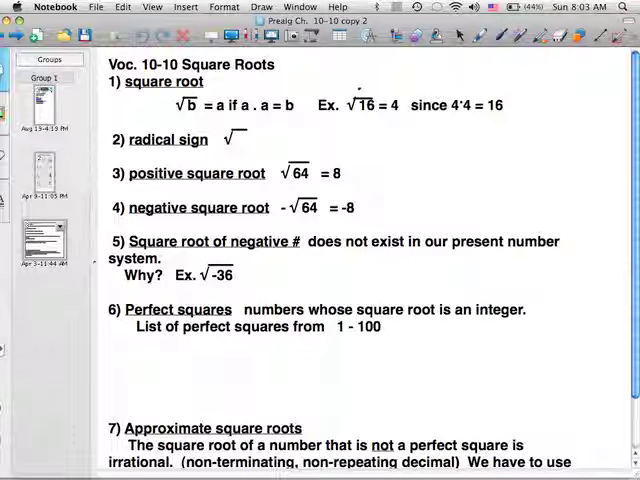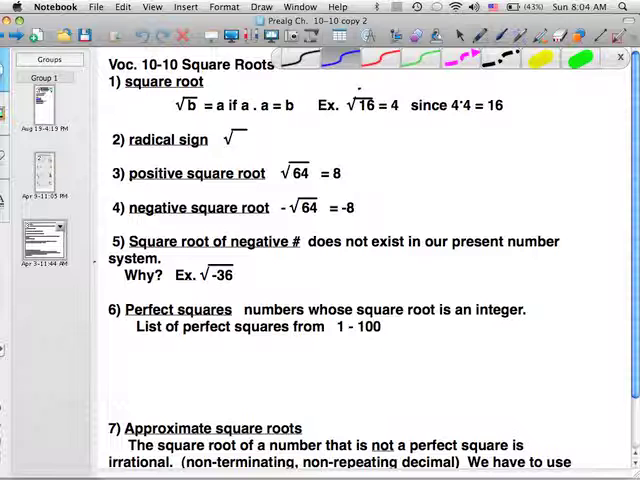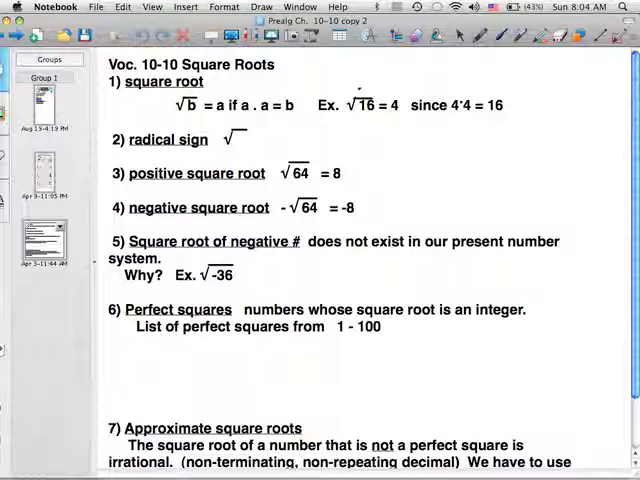A positive square root is an example. This is number 3. The positive square root of 64 is 8. If I want the negative square root, it's the negative sign in front of the square root. So that would be negative 8. The square root of a negative number does not exist right now. You'll see that later on with the imaginary numbers, because if I try to take the square root of a negative number, like you think it's going to be negative 6, if I multiply it by negative 6, I get positive 36. So right now there's no way to do it.